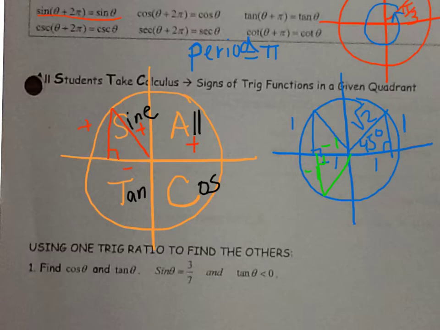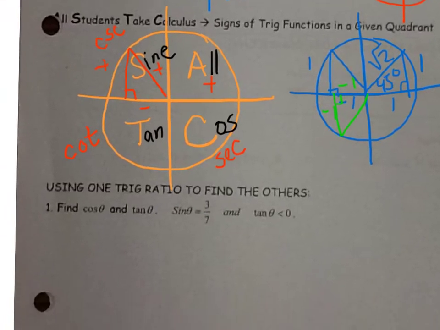Now, it also means the reciprocal function. So if sine is positive, so is cosecant. All right? And then in the third quadrant, tangent is positive, so is cotangent. And in the fourth, cosine as well as secant. All right, so that's not something you necessarily have to memorize. It's just good to know. It's a cute little way to remember what's positive and where it's positive.